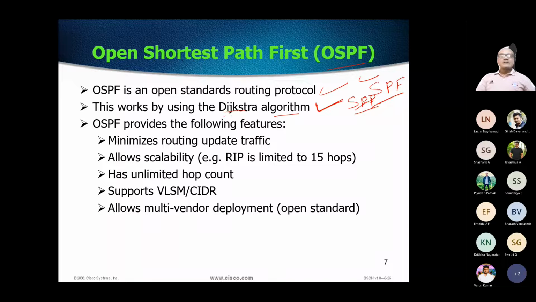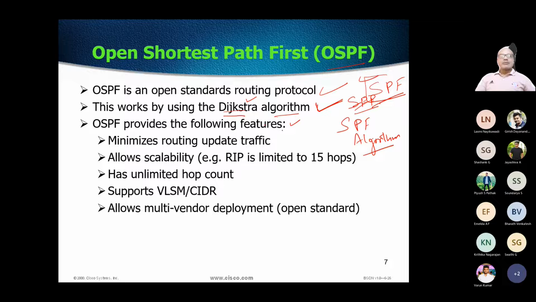Whereas Dijkstra is the name of a person. Maybe I don't know, he or she. That is the name they have given. Actually, the technical name is the SPF algorithm. So this is the algorithm we are using. So what is the main advantage of this one, guys?